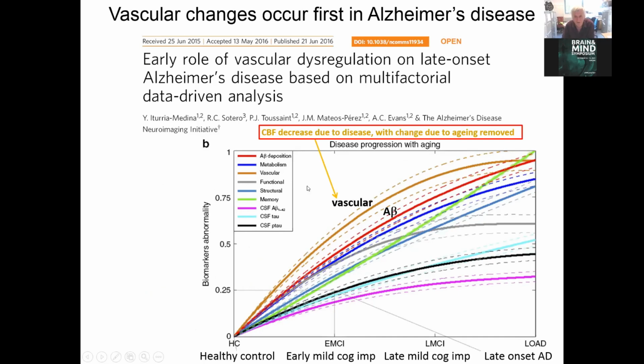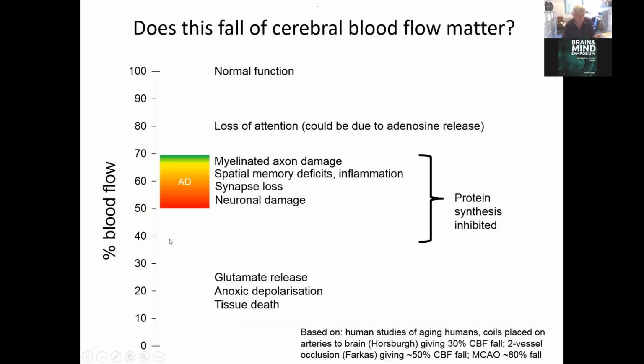And this brown curve plots the decrease in blood flow due to the disease with the change that normally occurs due to aging removed. And this is a big change of blood flow. It goes down about 45% in the parts of the brain which are affected. Now you might ask whether a 45% reduction matters, but it does.